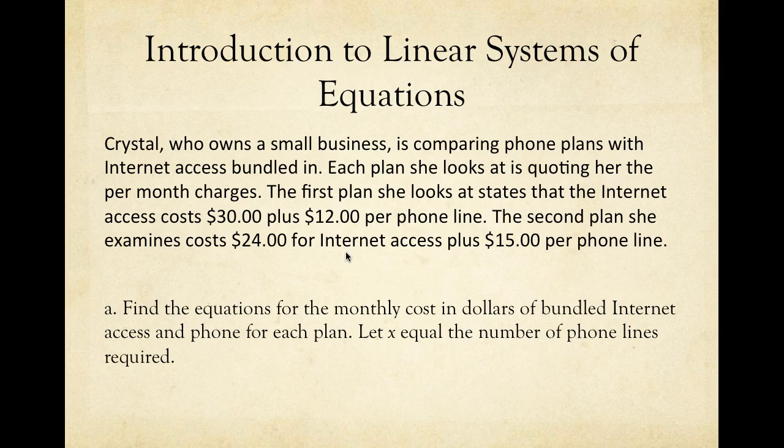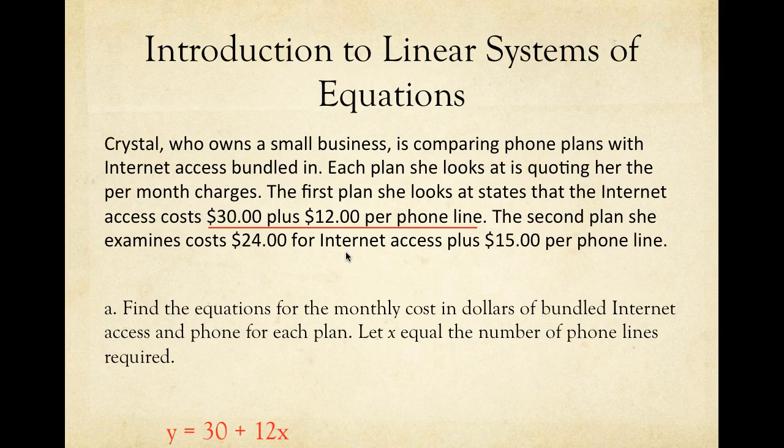A. Find the equations for the monthly cost in dollars of bundled internet access and phone for each plan. Let X represent the number of phone lines required. First thing we want to notice, $30 plus $12 per line. So our expression will start off 30 plus $12. The 3-letter word per lets you know you're going to then multiply it by your variable. So then times X.